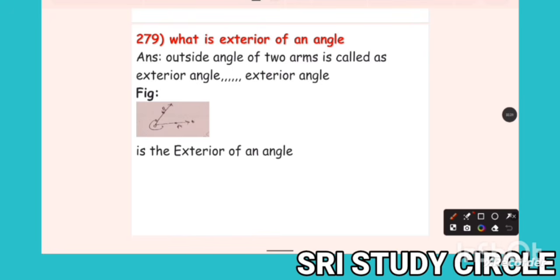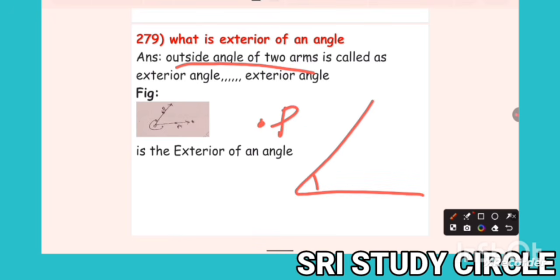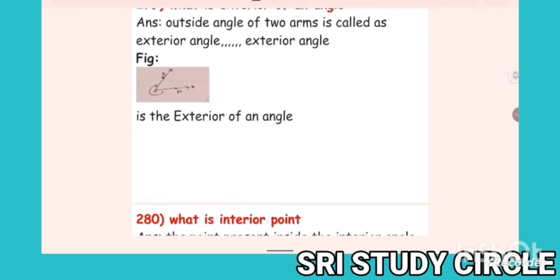What is the exterior of an angle? The region outside the two arms is called the exterior of the angle. Suppose this is the angle, exterior point P. Here P is known as exterior of the angle, outside the angle.